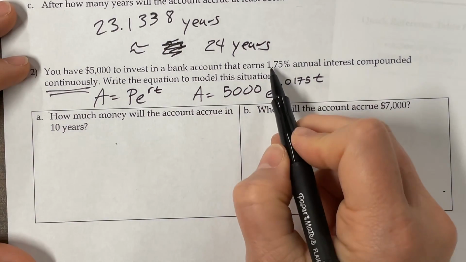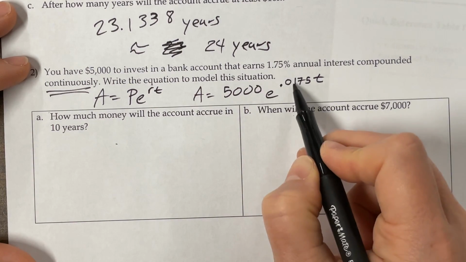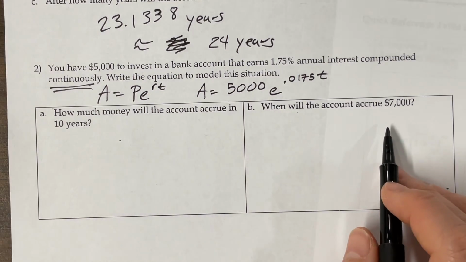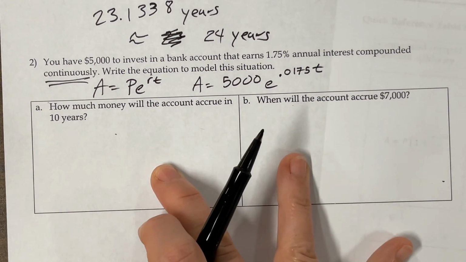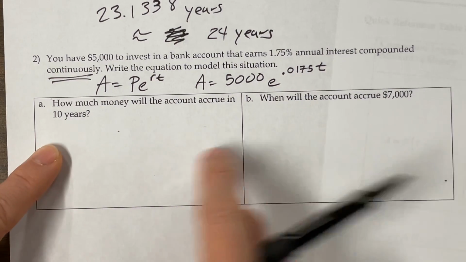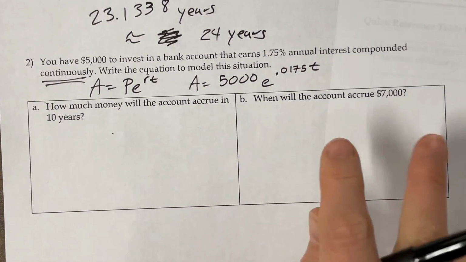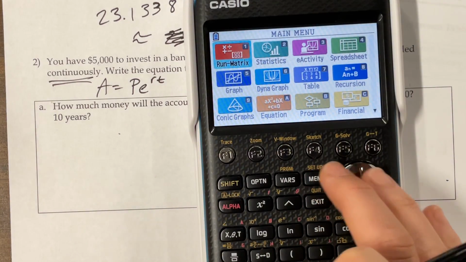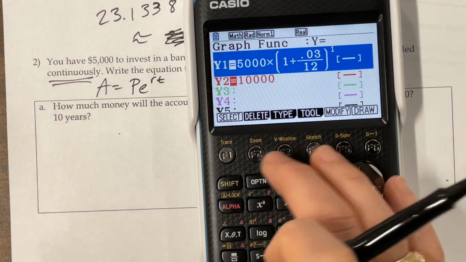Okay, notice I had to move this decimal 2 places. So 1, 2, there we go. How much money will accrue in 10 years? When will the account accrue 7,000? Okay, since I have 2 questions to do, if I just had this one, I'd just plug in 10 and move on with my life. But since I have 2 questions that I need to answer, I'm going to probably use my table or I'll do it straight in graph. Okay, so we don't need these anymore.